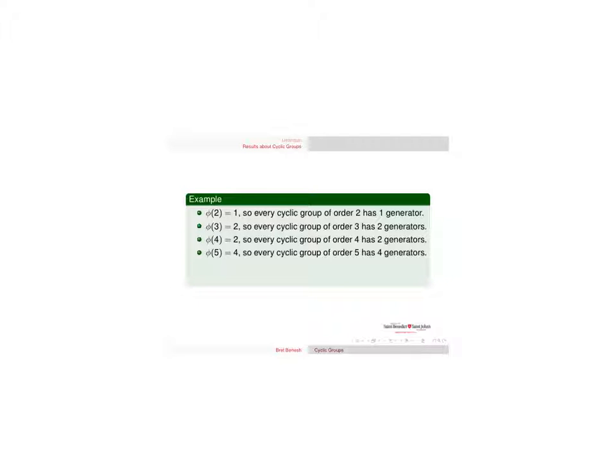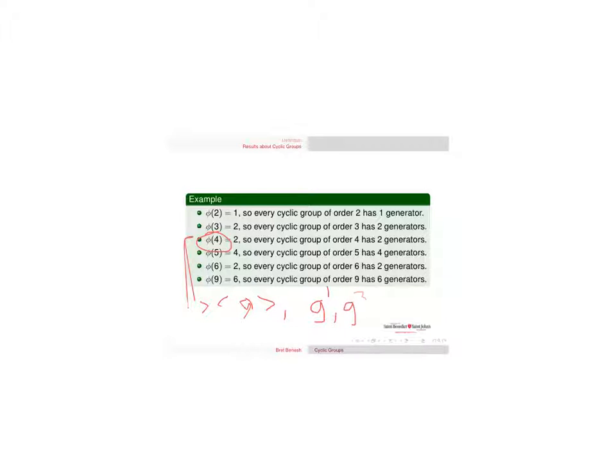Example. Oh, shoot. Sorry, my computer just went. phi of 2 equals 1, so every cyclic group of order 2 has 1 generator. Every cyclic group of order 3 has 2 generators, and every cyclic group of order 4 has 2 generators. Every cyclic group of order 5 has 4 generators. If you have one of order 4, then g to the 1 and g to the 3 are going to be generators. That's it. We're done. Thanks.